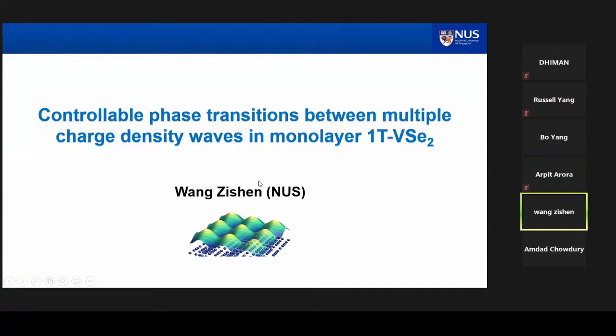Thanks. Okay. Good afternoon, everyone. This is Wang Zisheng from Professor Feng's group. Today I'm talking about the comfortable transitions between multiple charge density wave states in monolayer 1T VSe2.